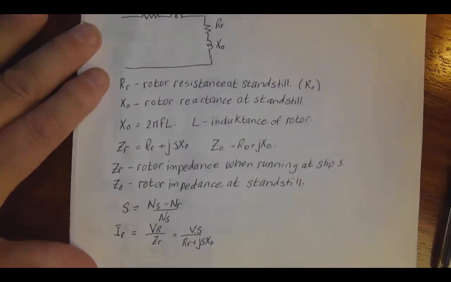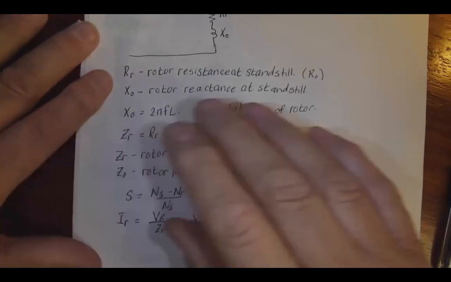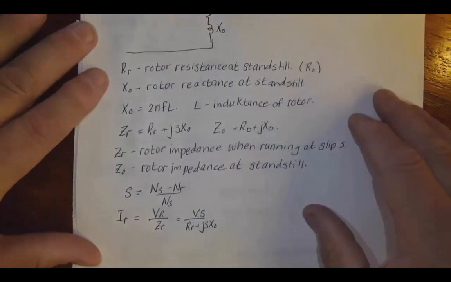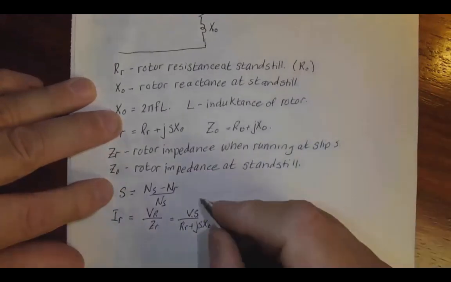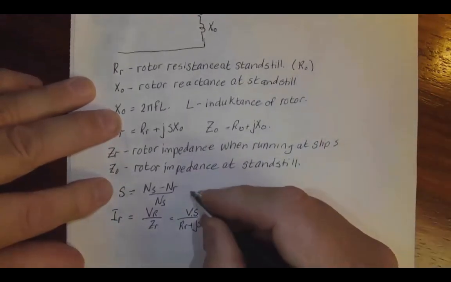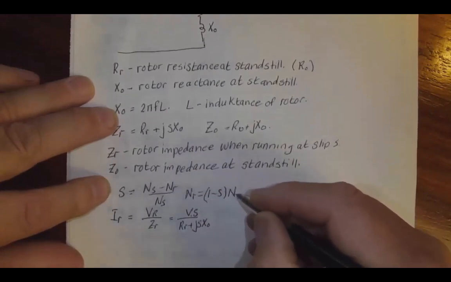And then at starting, Z naught is R naught plus JX naught. ZR is your rotor impedance when running at a slip of S. Right, and there I said it stands still. And then the slip can be defined as NS minus NR over NS. Also, NR is equal to 1 minus S times NS.